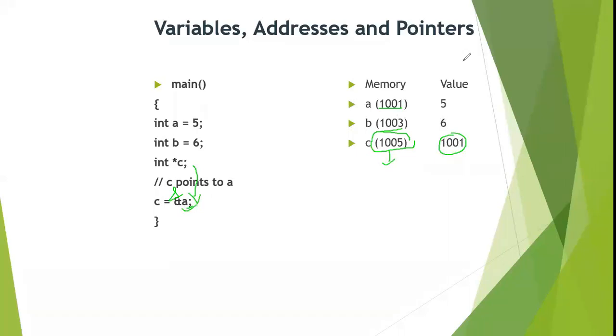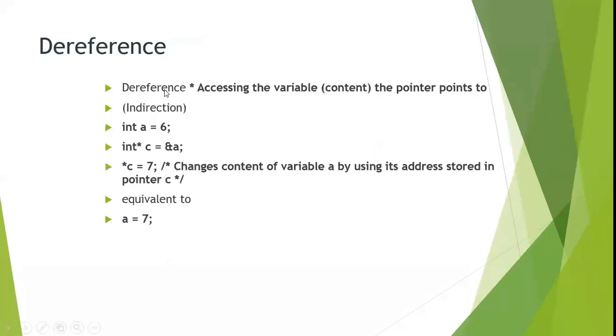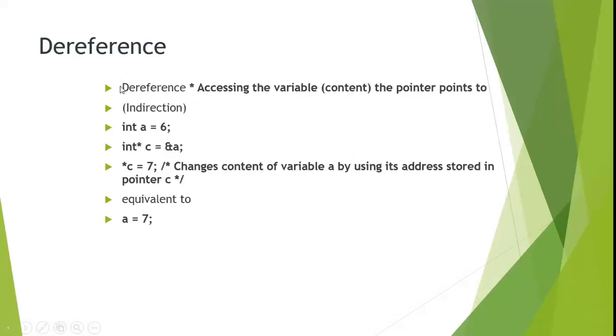See, pointers are a very important topic in programming. They are very useful in doing multiple tasks. So reference, ampersand, retrieves the memory address of a variable. Now what do you mean by dereference? Reference is like c pointing to a. So c is referring to whom? a. Now there is another concept called dereference. In dereference, we access the variable content the pointer points to. How? I'm saying int a equals 6. So this is my variable.